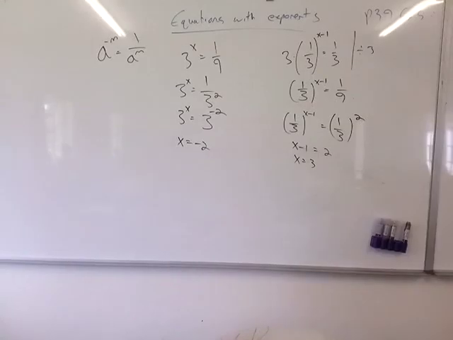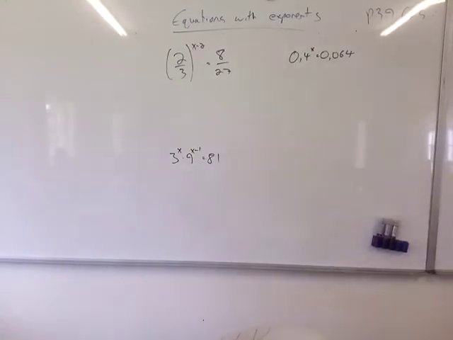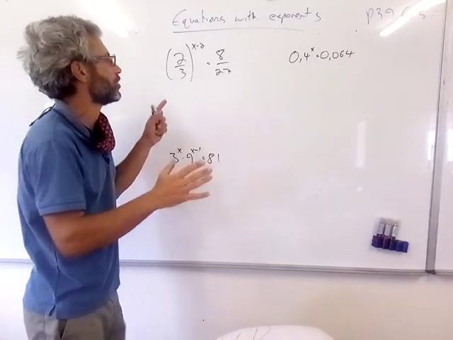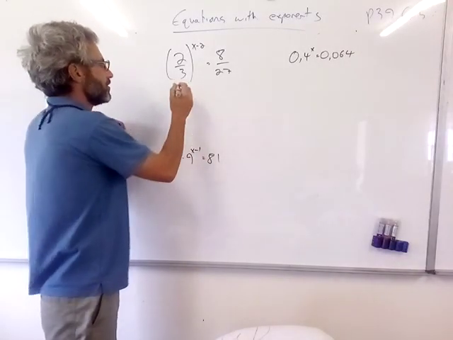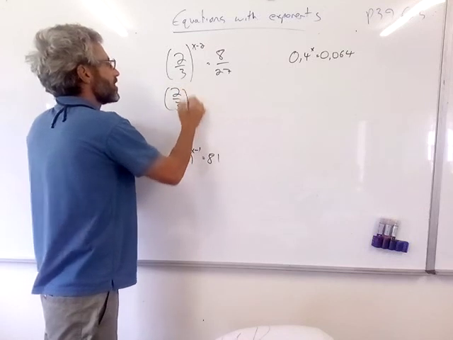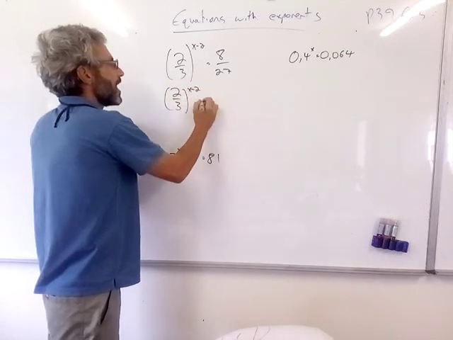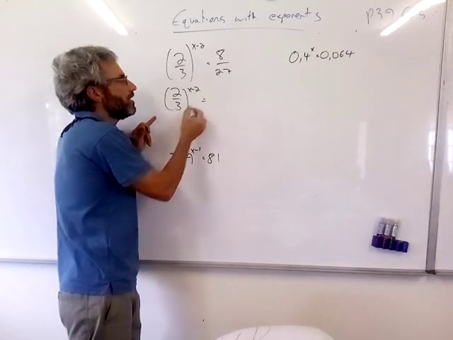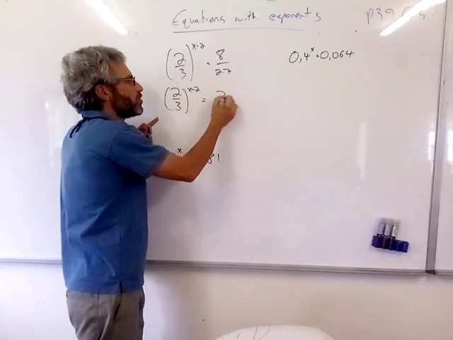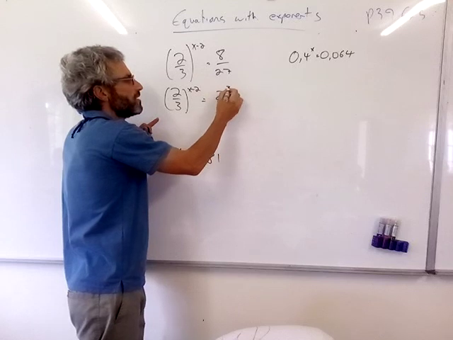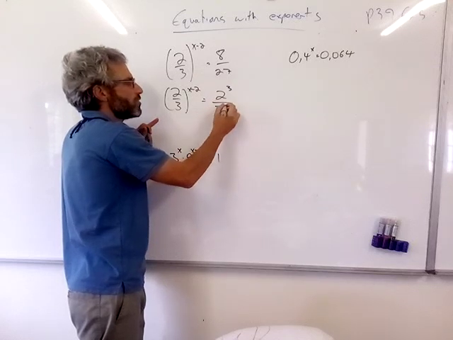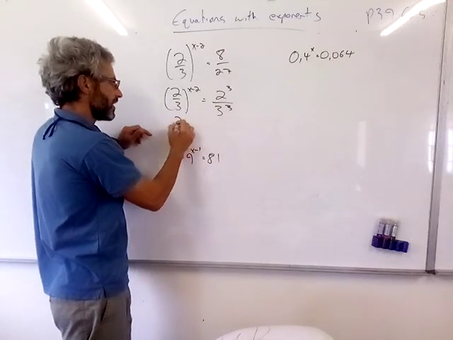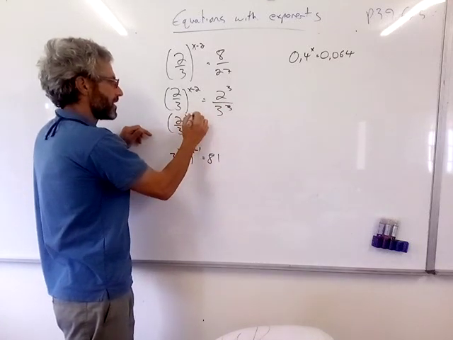Okay, so the next level, that was 2 levels we've done. Fraction, normal, and now we're moving on to fraction, but a little bit difficult. So I've got 2 over 3, power x minus 2. Now, I've got 8 over 27. I want it to have the same base. So instead of 8, can I write 2 to the power 3? Instead of 27, I can write 3 to the power 3. So I can rewrite that. Let's write it like this: 2 over 3 to the power of x minus 2.